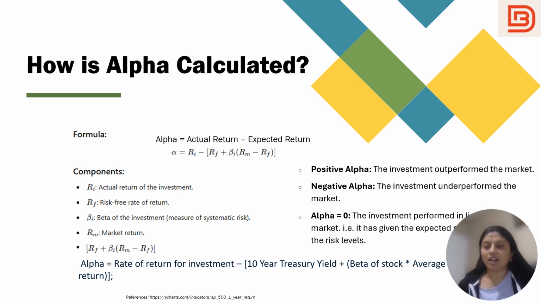If the value of alpha is greater than 0, that is positive alpha, it indicates that the investment has outperformed the market. If the value of alpha is less than 0, that is negative alpha, it indicates that the investment has underperformed the market. Whereas alpha equal to 0 indicates that the investment has performed in line with the market. That is, it has given its expected return considering the risk levels.